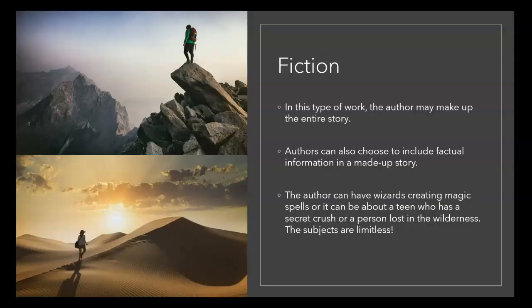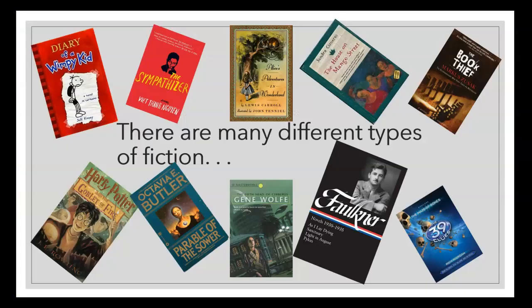Fiction genres. In this type of work, the author may make up the entire story. Authors can also choose to include factual information in a made-up story, and often do. The author can have wizards creating magic spells, or it can be about a teen who has a secret crush, or it can be a person lost in the wilderness. The subjects are limitless. And there are many, many different types of fiction.